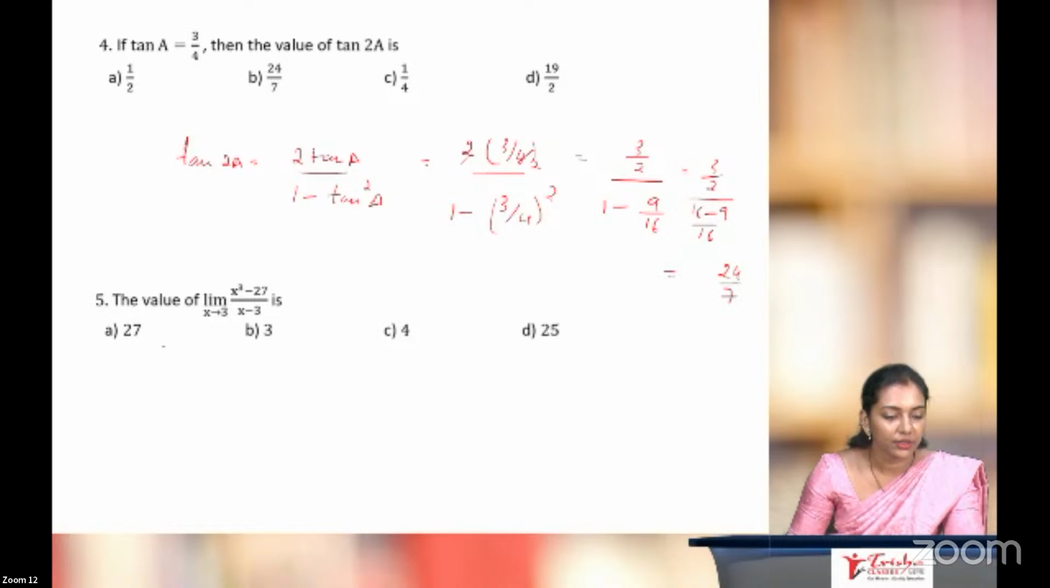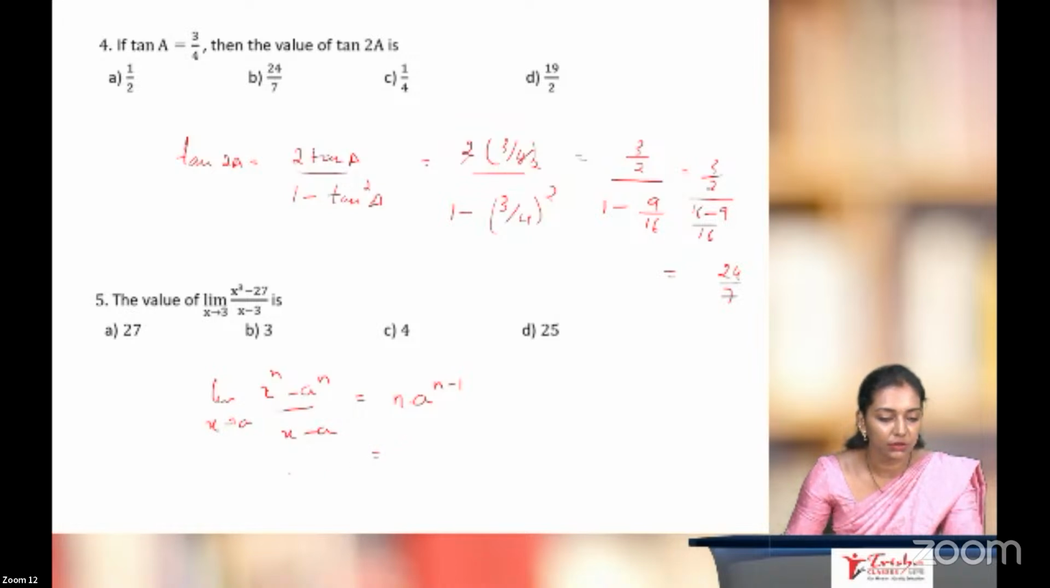Okay. Next, value of limit x tends to 3, x cube minus 27 by x minus 3 is. Okay, so this actually takes the form limit x tends to a, x to the power n minus a to the power n by x minus a. So this is nothing but n into a to the power n minus 1, a very well-known formula here you have. So here our n is 3, right?